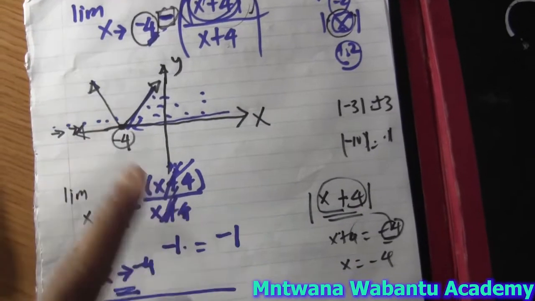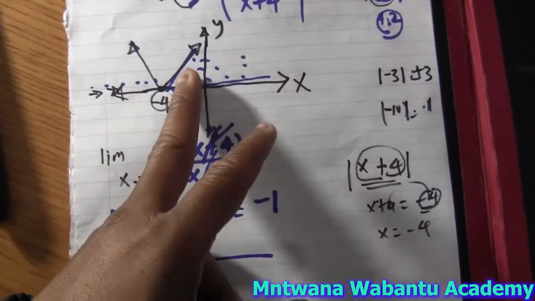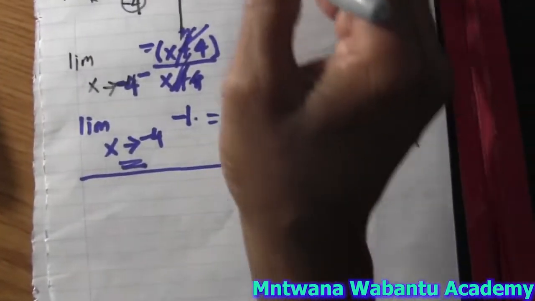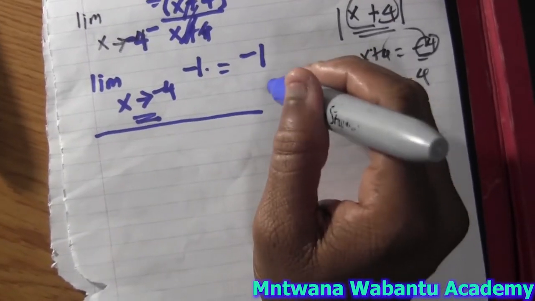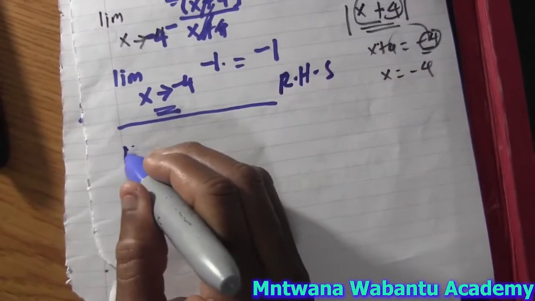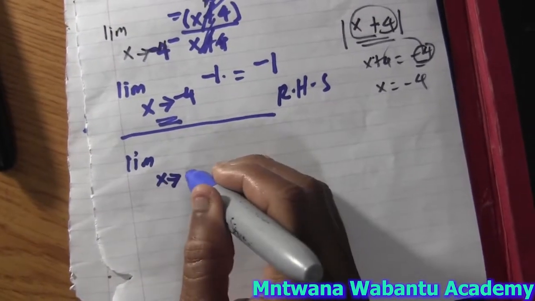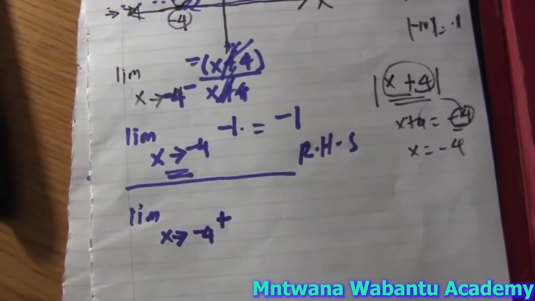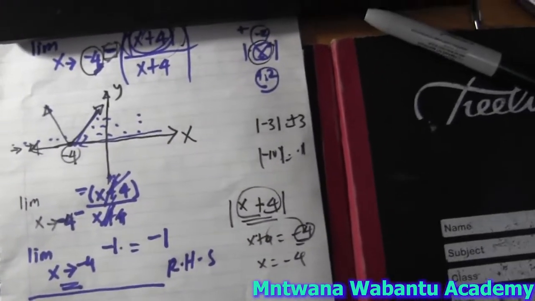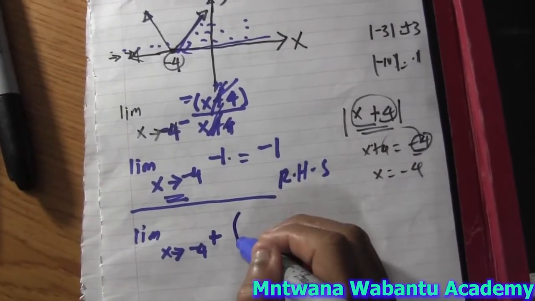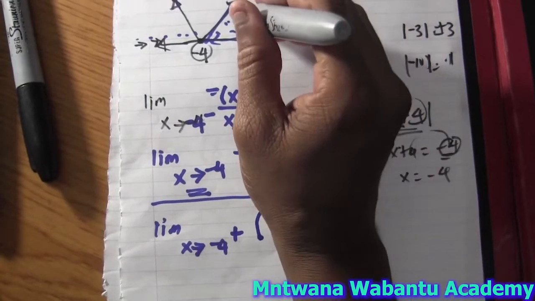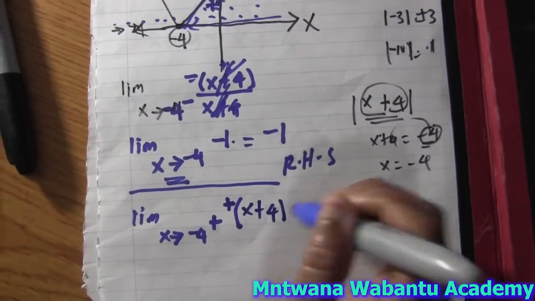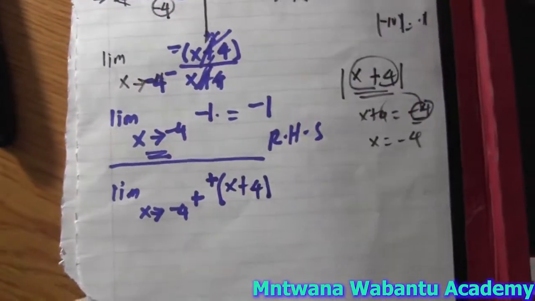Try to remember that this graph I drew is for the numerator. So if I look at the numerator, this is the limit from the right hand side. Now we go, limit as x approaches negative 4 from the positive, because you must do the left hand side and then the right hand side. If we reach the graph from the positive, it means it's going to be on the positive side. So this is going to be positive, and then x plus 4. Unlike the other one, which was negative because it was coming from the negative side of the graph.